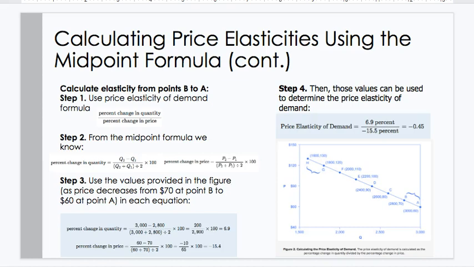Percent change in quantity: 3,000 minus 2,800, all of that over (3,000 plus 2,800) divided by 2. Percent change in price: 60 minus 70, all of that over (60 plus 70) divided by 2. Divide the percent change in quantity by the percent change in price. We'll put 6.9 over 15.4, and then we should get negative 0.45. That's step 4. Those values can be used to determine the price elasticity of demand. Clearly, that would be inelastic.